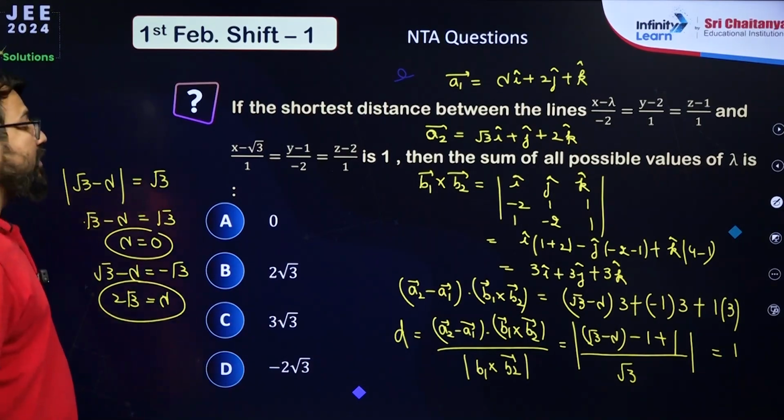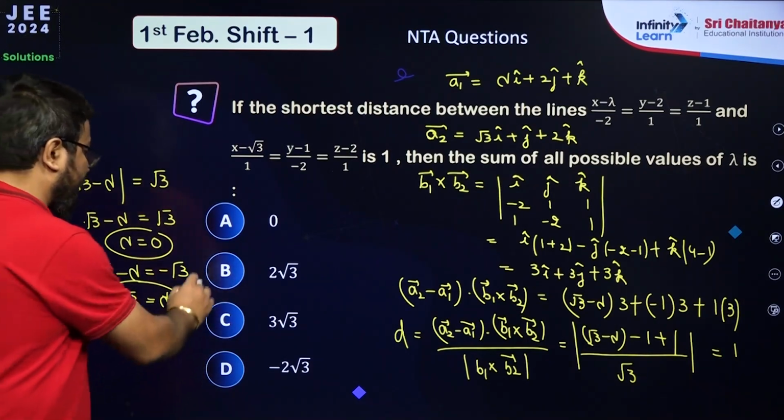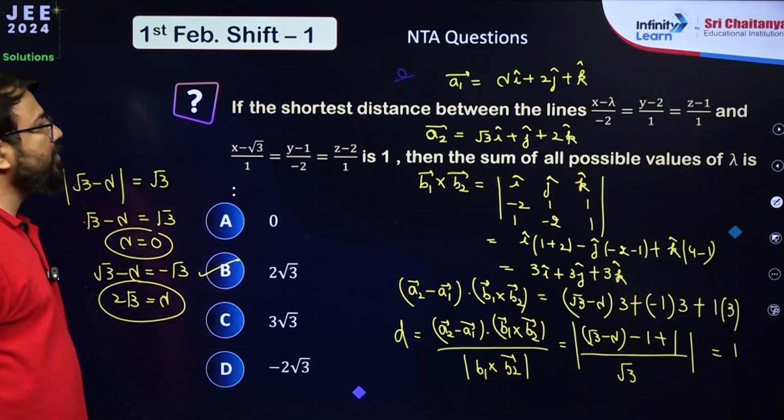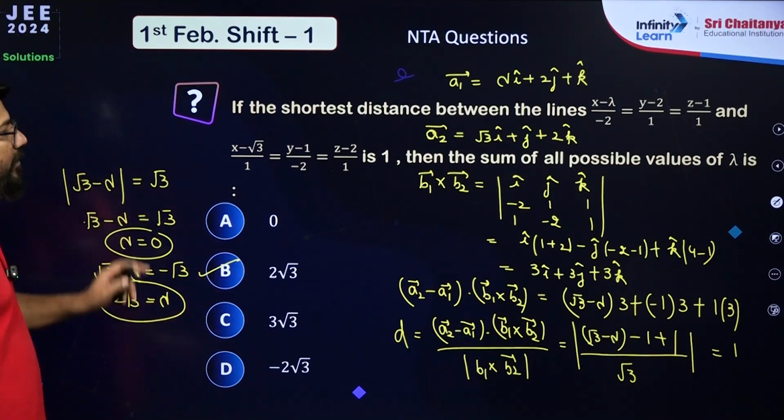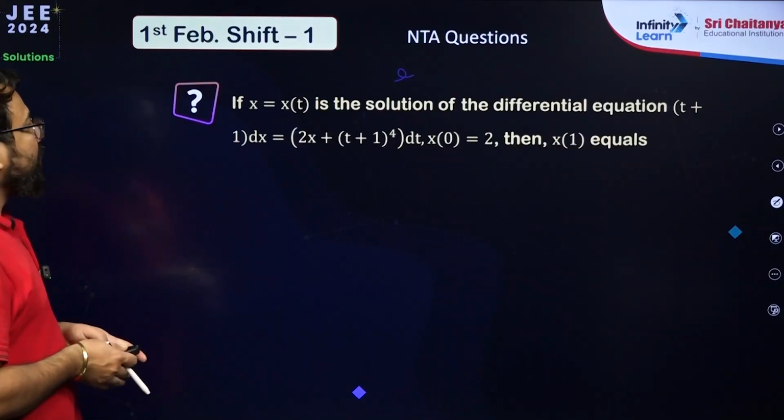Sum of all possible values of lambda. So 2 root 3 is the final answer. B option, because 0 plus 2 root 3 will be 2 root 3. Moving ahead to the next problem.